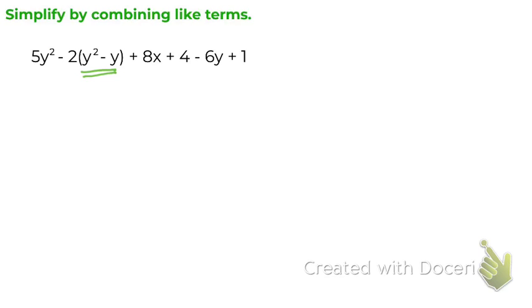So they both have a y, but the first one has an exponent of 2. The second one doesn't have an exponent, so we assume the exponent is 1. So these are not like terms, so I cannot combine them. So now I'm going to get rid of the parentheses by distributing.